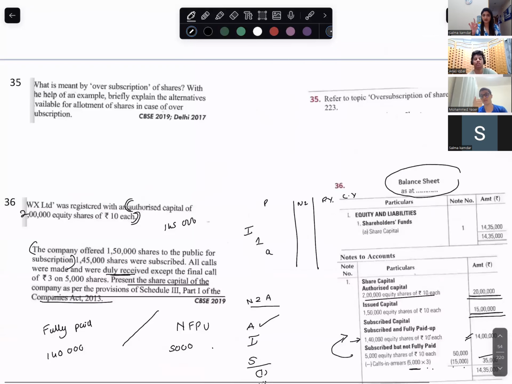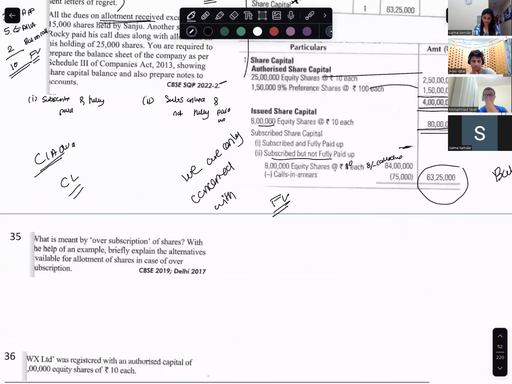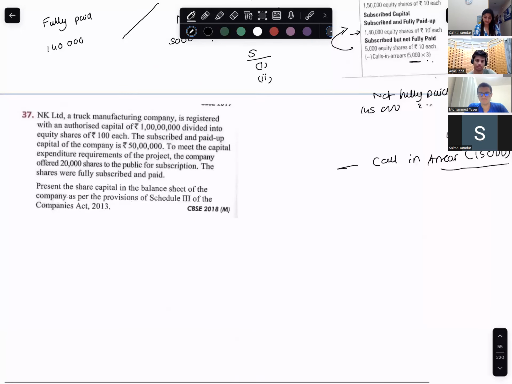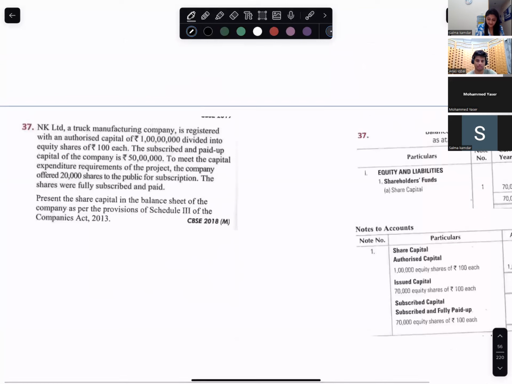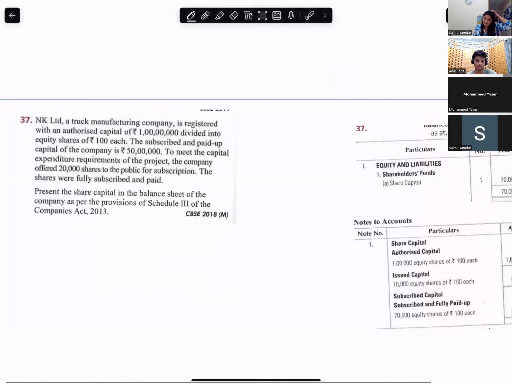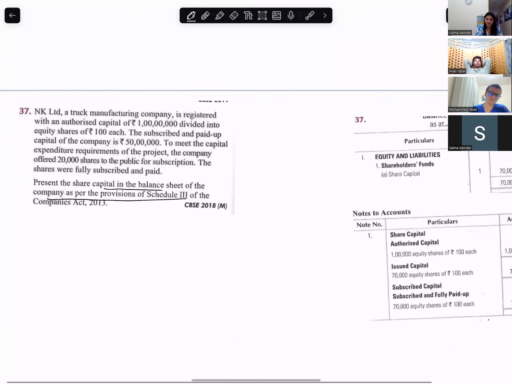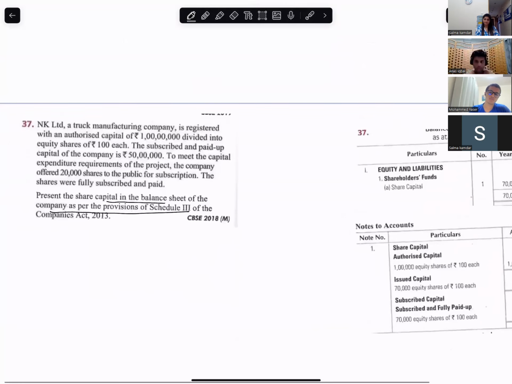I think one more 37, if we orally discuss, it will be done. You will not get stuck. We have to make share capital in the balance sheet of the company as per the provisions of Schedule 3. Anas, can you tell me how will we make? First, what will you write? Yasir, you tell me.